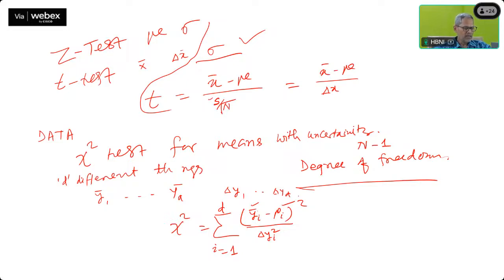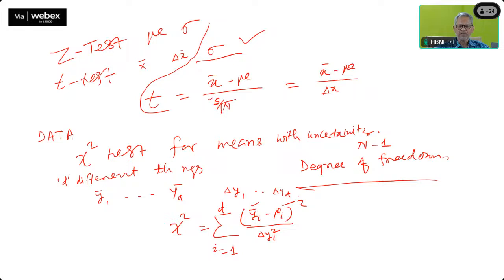Otherwise, suppose it is much more than D, then chance alone may not explain the difference. So in that case, you can say there is a difference between your experiment and what is expected from theory.